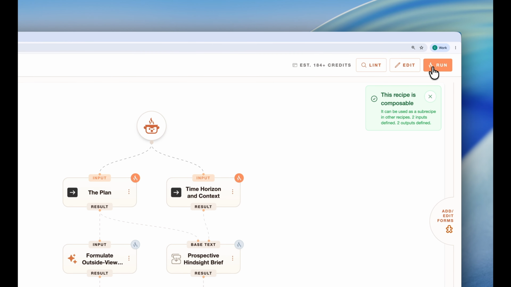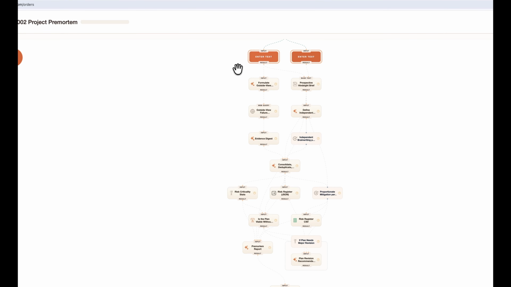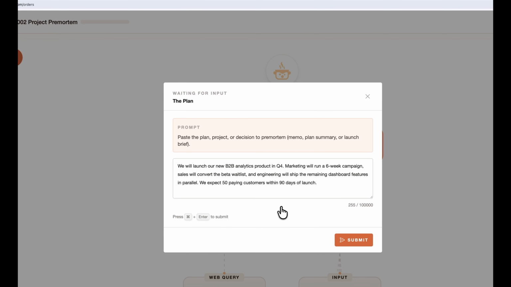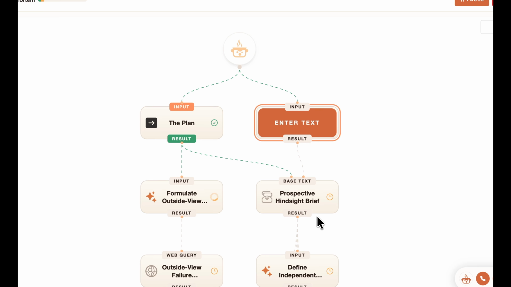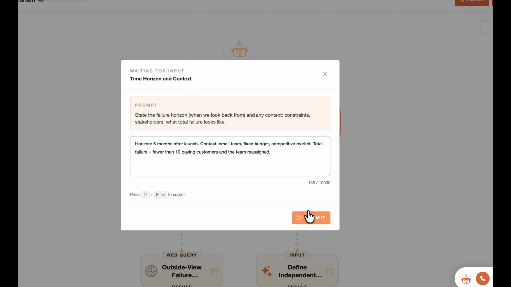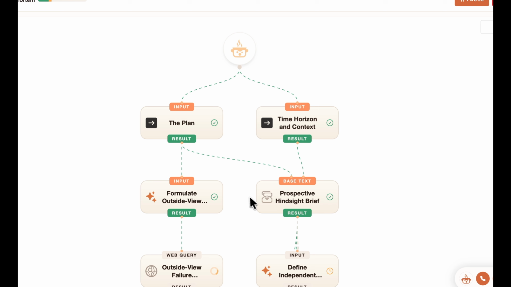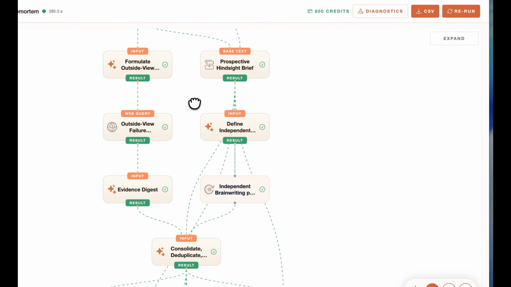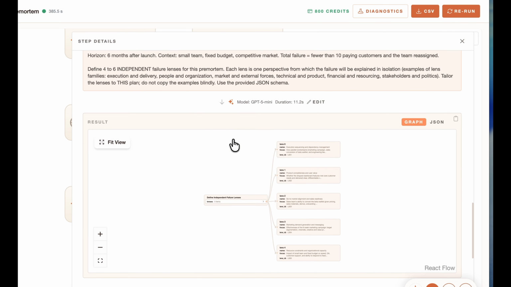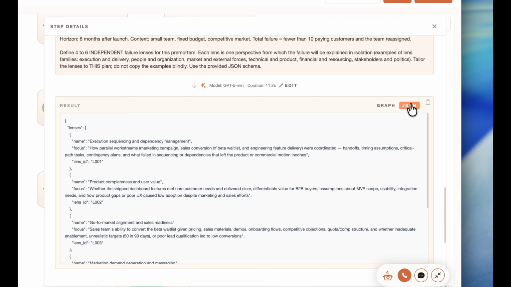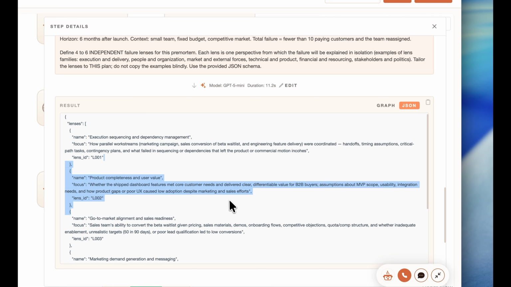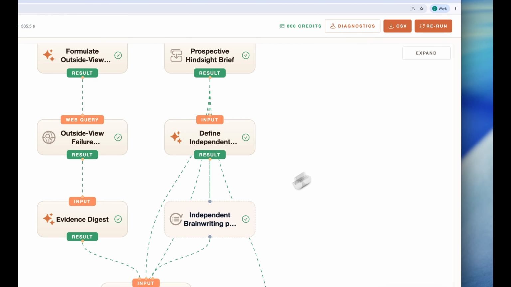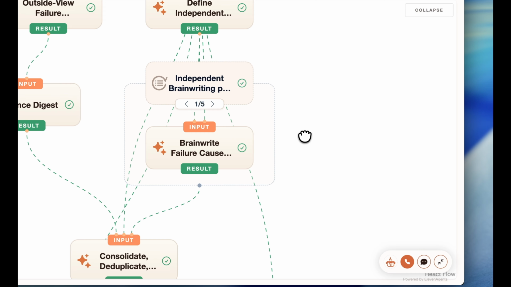So I hit run and let the workflow go through all the steps. The plan is to launch a B2B analytics product in Q4 with a 6 week campaign, convert a better waitlist, ship the remaining dashboards in parallel, and have 50 paying customers in 90 days. Now here we have the 5 lenses built specifically for this plan: execution and delivery sequencing, product market fit, go to market and sales execution, engineering capacity and product quality, and budget and resourcing. Now here we have in a loop the 5 writers, 1 lens each.